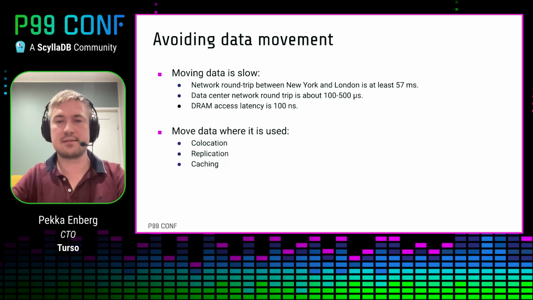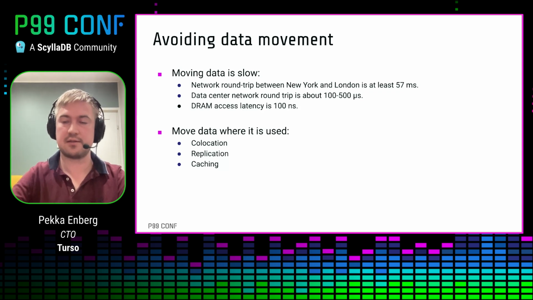So basically this just means that whenever you are moving, or sometimes you think about accessing data remotely, but in reality you just need to move the data to where you actually are processing it on the CPU or GPU or whatever you're using for compute. So there's essentially a latency lurking there, and there are three main ways to deal with this, or avoid data movement, and that's moving data where it's used with co-location, replication, or caching.